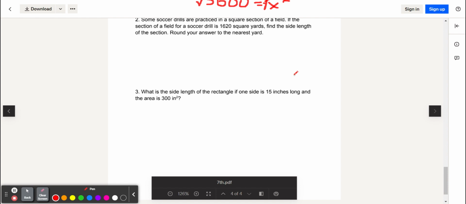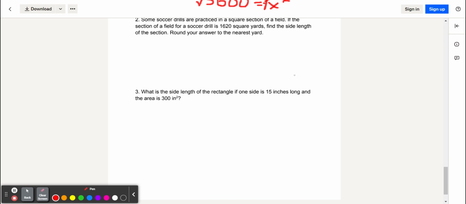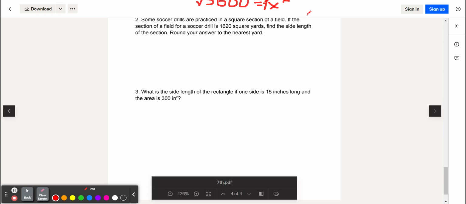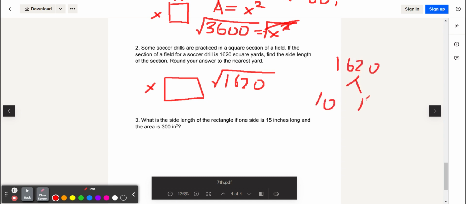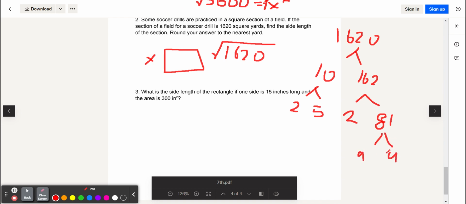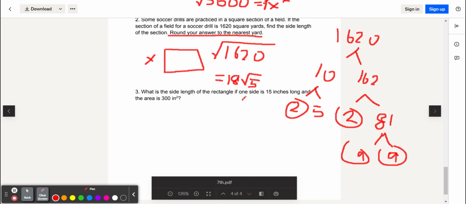Some soccer drills are practiced in a square section of a field. If the section of a field for a soccer drill is 1620 square yards, find the side length of the section, rounding your answer to the nearest yard. So again, it's a square, and we want x. Just like before, A equals x squared, and then we just need to evaluate the square root of this number. If we use prime factorization, we can break this easily into its component prime factors. And then we'll find that this does not square root nicely, which is quite a shame. So we have two 2's and two 9's, which means that this simplifies to 18 radical 5. And at this point, you would just have to use a calculator if you want the answer to the nearest yard. If you put this into a calculator, you get 40.2-ish, and we want to round to the nearest yard, which is rounding down to 40 yards.